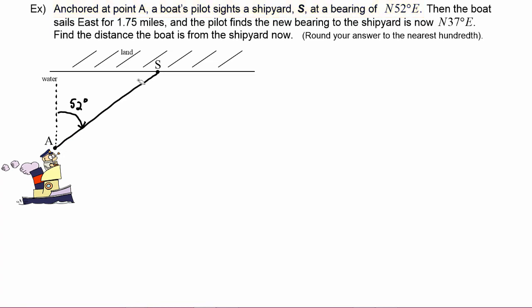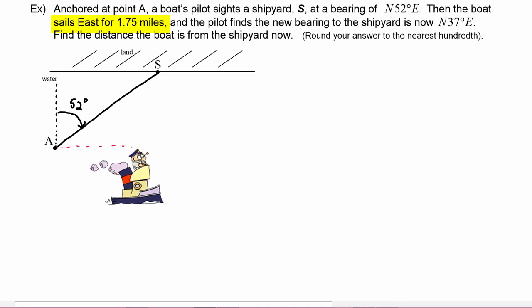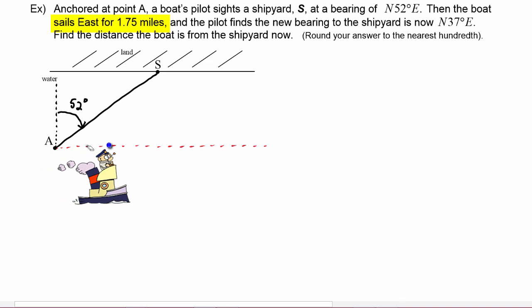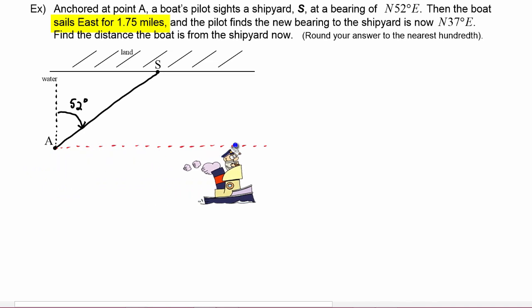Now let's look at the second sentence. It says, then the boat sails east for 1.75 miles. Well, let's just take that much of it and not even the rest of the sentence at this point. So from point A, the boat sails east for 1.75 miles. Now, we know that means it's going to be somewhere going along this direction. This is going to the east. What we don't know is how far is 1.75 miles. Should it be here, or here, or here, or here, or over here?